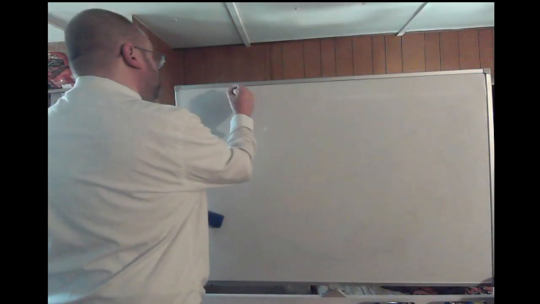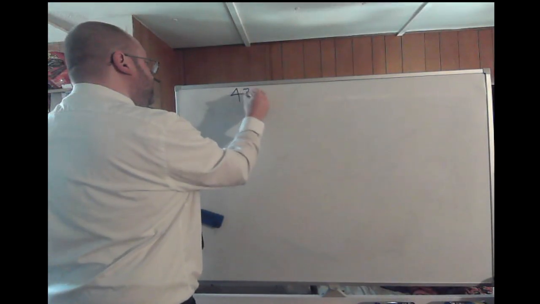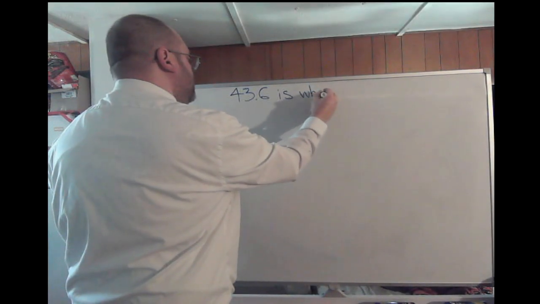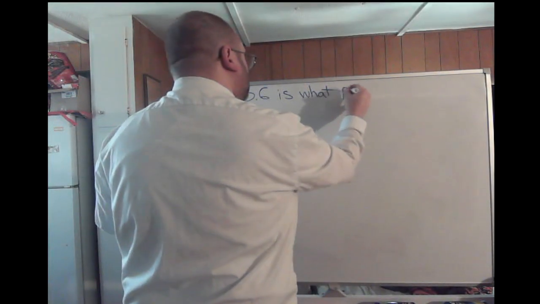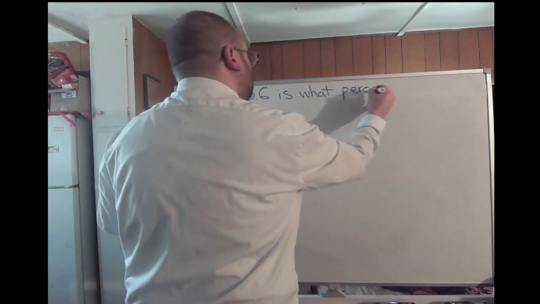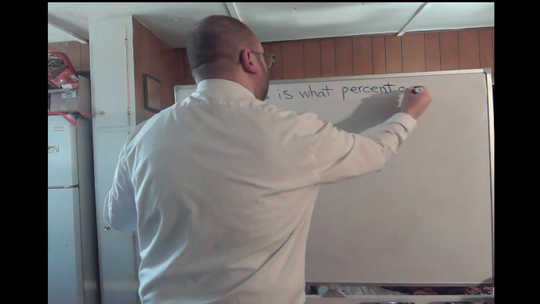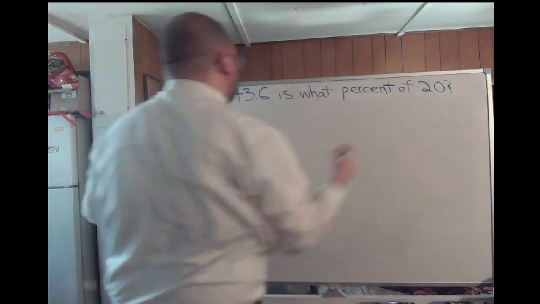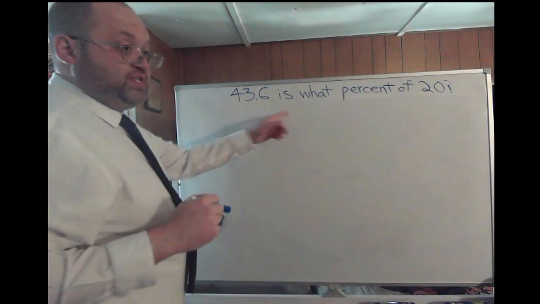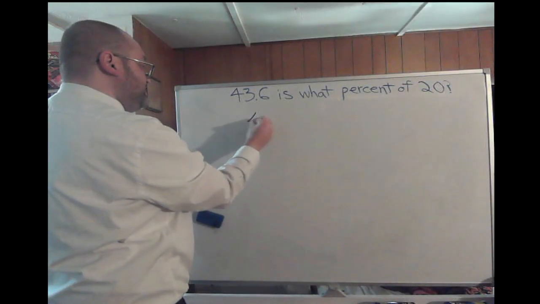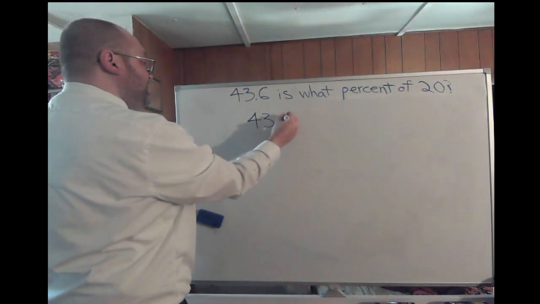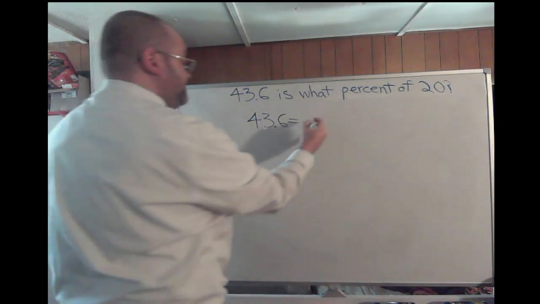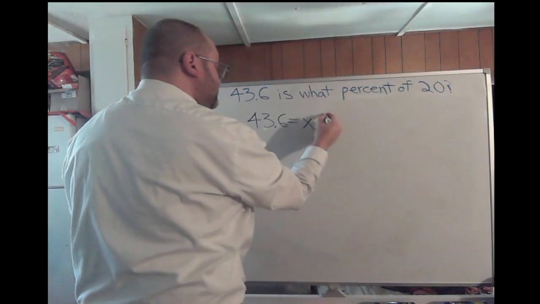Three more problems. So 43.6 is what percent of 20? Alright, so 43.6 is what percent of 20? So again, you have 43.6 is, that means equal to what percent, well we don't know that percent, we'll make that x, of 20 means times 20.